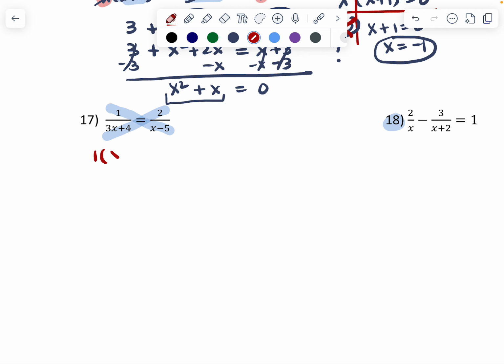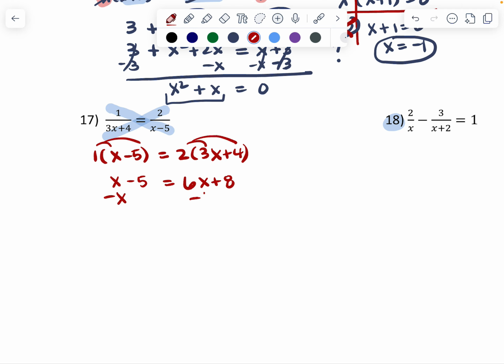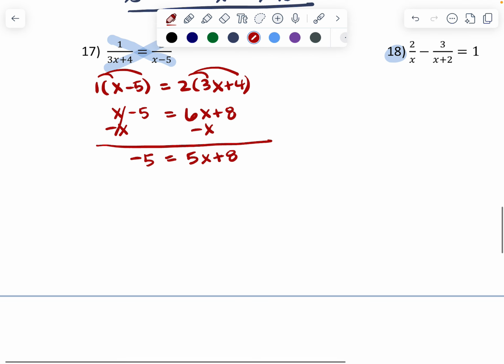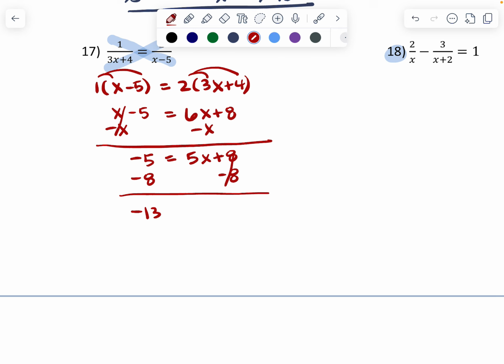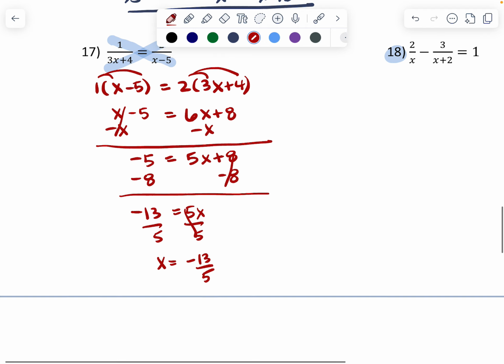So I'm going to have 1 times x minus 5 equals 2 times 3x plus 4. Let's go ahead and distribute. That'll give me x minus 5 equals 6x plus 8. I always like to move the lighter load. Let's go ahead and do that. So you get negative 5 equals 5x plus 8. And then go ahead and subtract 8 from both sides. That's going to give me negative 13 equals 5x. And then if you divide by 5, you're going to get x equals negative 13 over 5.